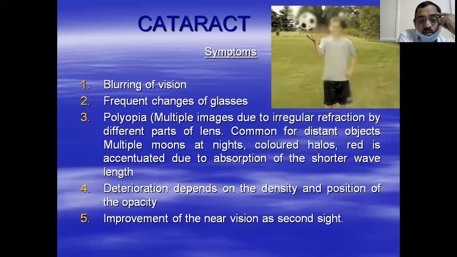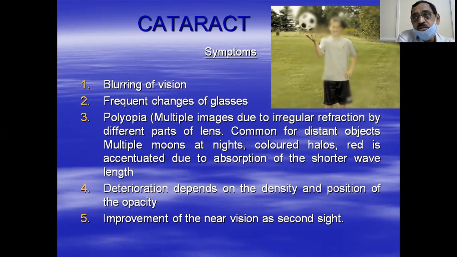Okay, in case of nuclear cataract, there will be a myopic shift. Usually these cataracts occur in the latter half of life. Presbyopia sets in when you attain around 40 or 50 years of age. And if it is associated with nuclear cataract, the presbyopia will be delayed because there will be a myopic shift in case of nuclear cataracts and hypermetropic shift in case of cortical cataracts.